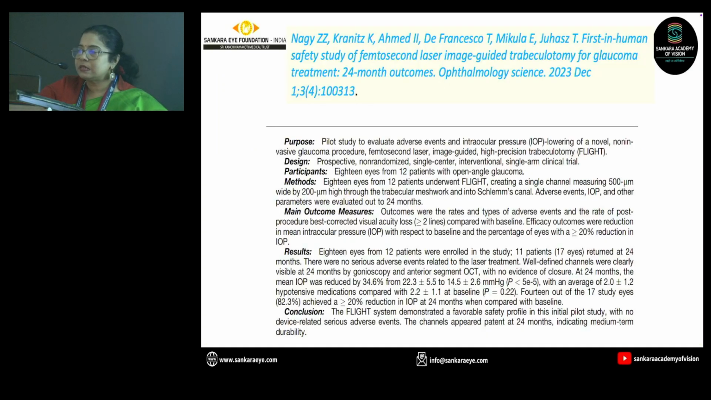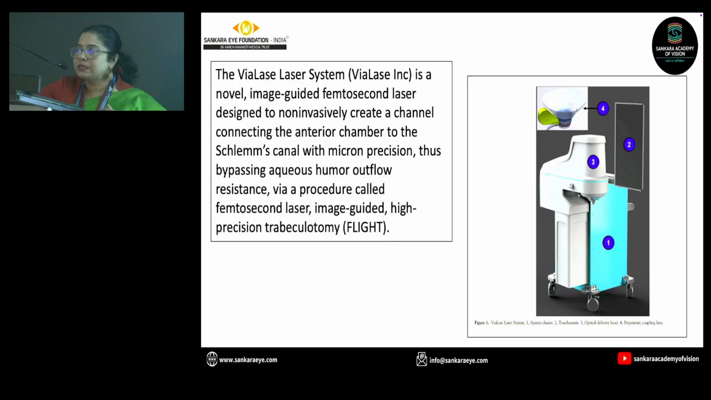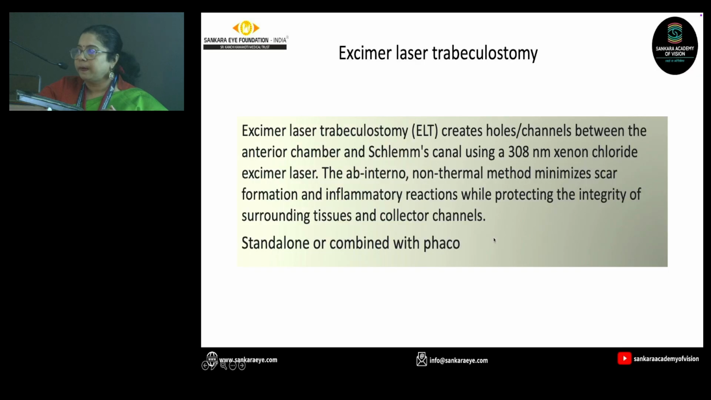So this is the first in-human safety study of femtosecond laser, called the FLIGHT study, femtosecond laser image guided high precision trabeculotomy. This has demonstrated a very favorable safety profile. This is the wireless laser system used for this, and the other procedure being excimer laser trabeculostomy, which again can be done as a standalone or combined with phaco.